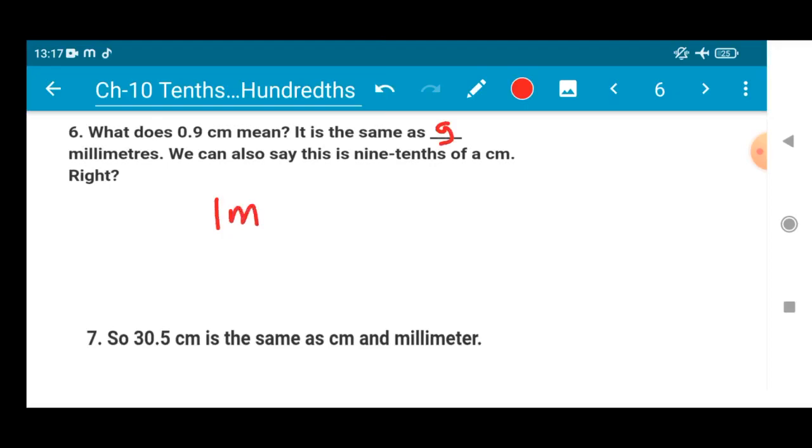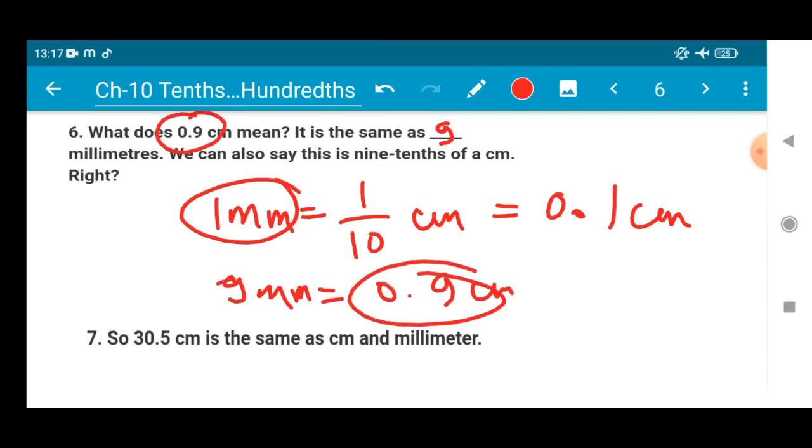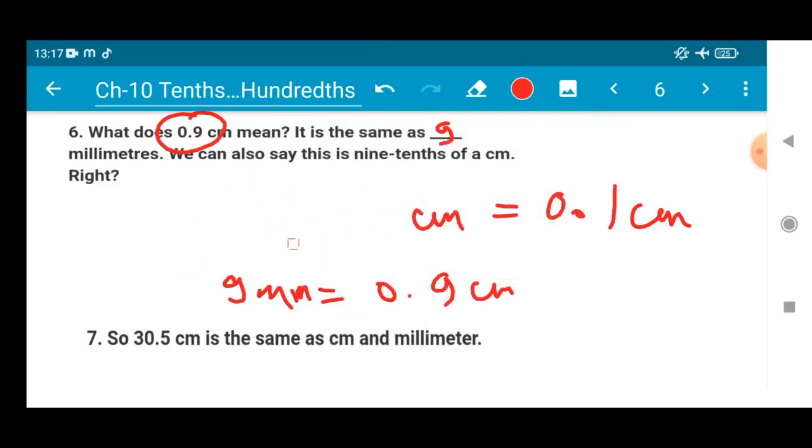So 1 millimeter is equal to 1 by 10 centimeter, which is equal to 0.1. 1 millimeter means 0.1 centimeter. So 9 millimeter will be equal to 0.9 centimeter. Here 0.9 is already there, and we just have to fill this 9 millimeter place value.